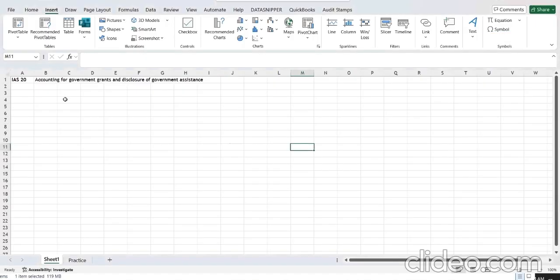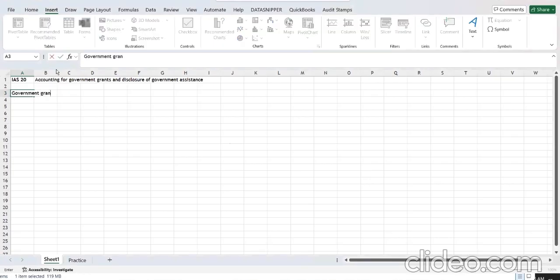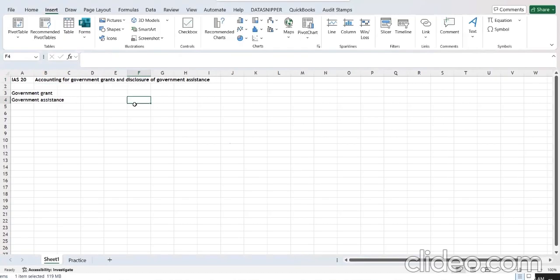Okay. Hi everyone. So today we are going to study IAS 20, that is Accounting for Government Grants and Disclosure of Government Assistance. Okay. So first thing for us is to understand what is government grant and what is government assistance, right? And then once we understand these two things, then we will see how do we account for government grants and how do we disclose our government assistance.